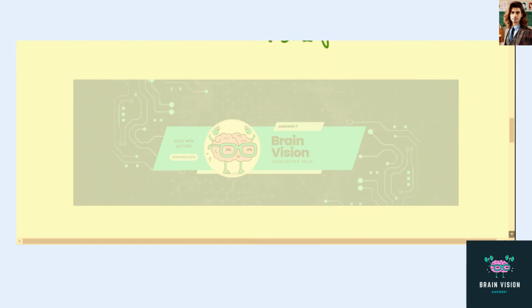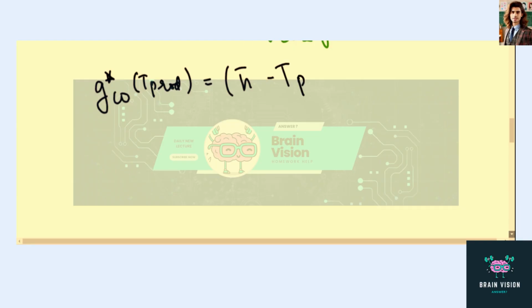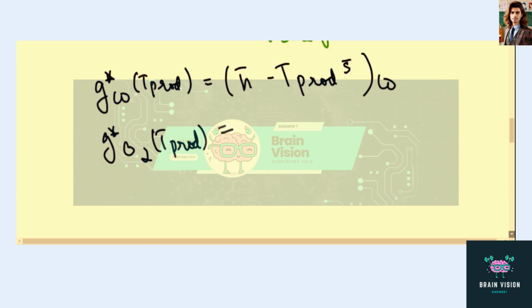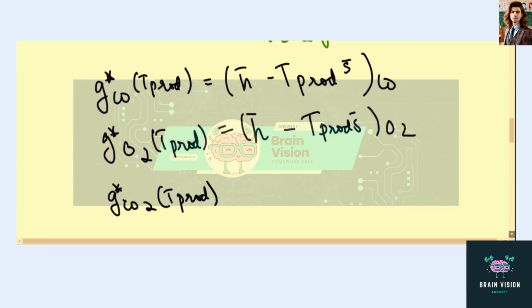So the Gibbs functions are defined as G star CO at T product equals H bar minus T product S bar CO, G star O2 at T product equals H bar minus T product S bar O2, and G star CO2 at T product equals H bar minus T product S bar CO2.